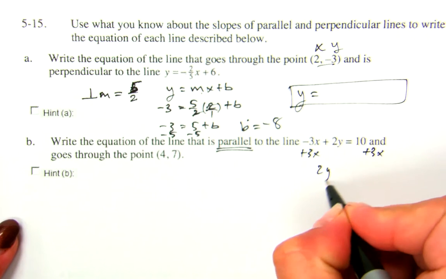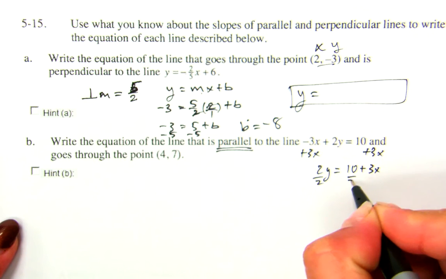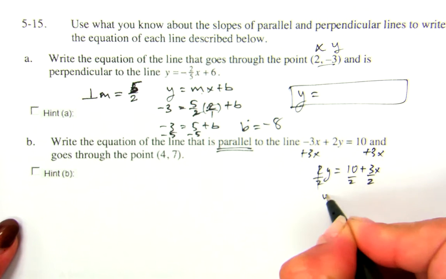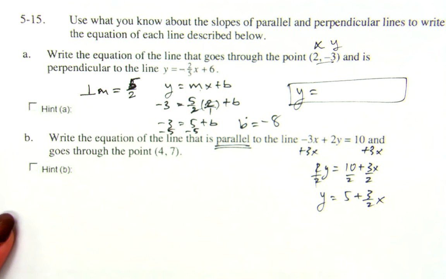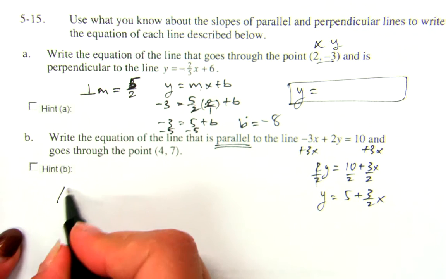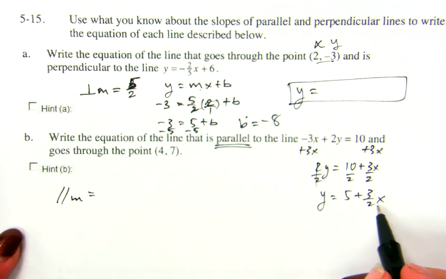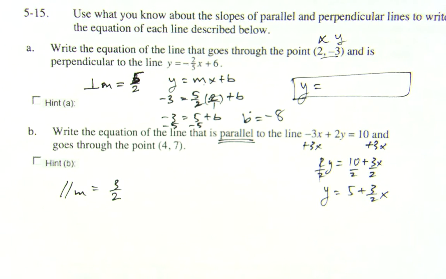So we have 2y equals 10 plus 3x, divided by 2, divided by 2, divided by 2. I have y equals 5 plus 3 over 2x. Okay, so this slope is 3 over 2. And I want a parallel slope, which means it has to go in the same direction. So it's going to be still 3 over 2 for the new line.